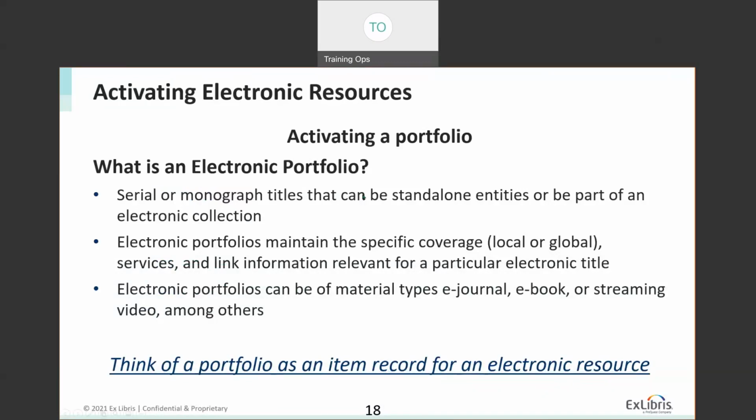A portfolio has specific coverage. Like if this were a journal, 2004 to current, 2004 to 2012, whatever. Linking information, all that is at that portfolio level. Who the provider is, because that linking information comes from that provider. An electronic portfolio could be linked to a serial bib record or a monograph bib record or a video bib record. So different material types, but it's that base level item record for an electronic resource.